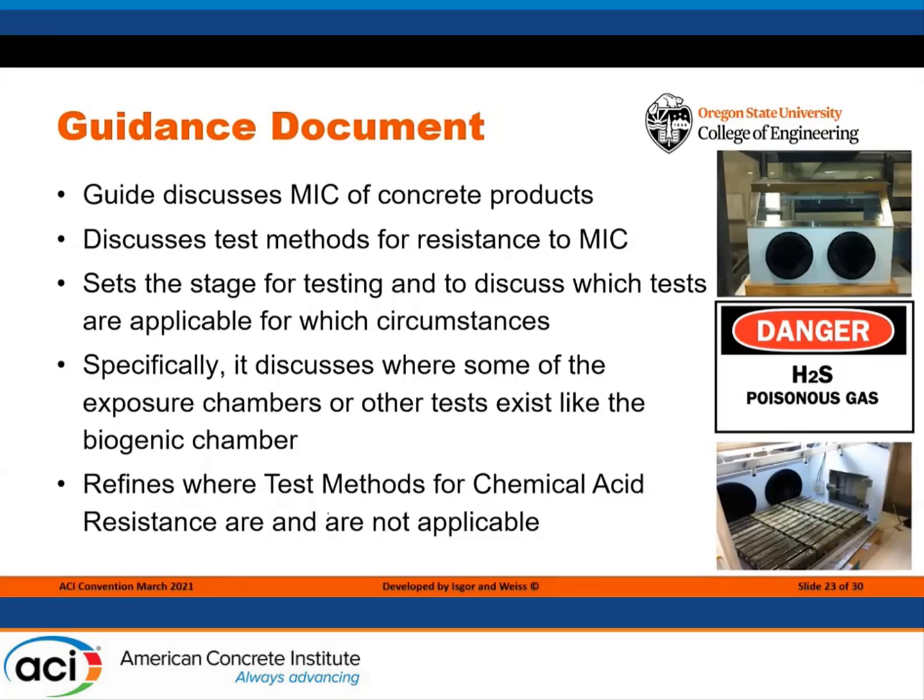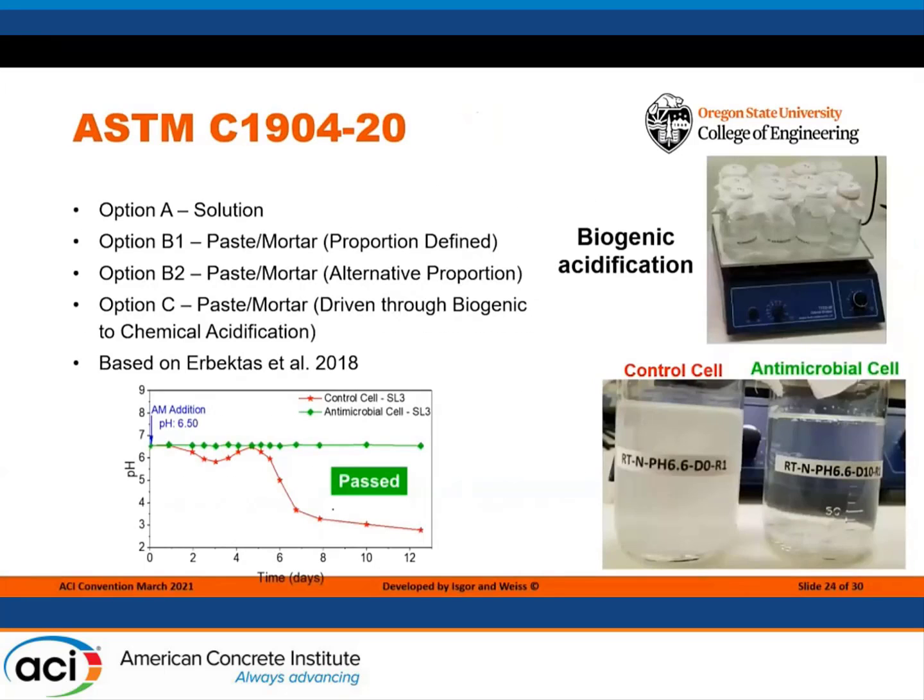This isn't going to be the type of test that can be used to evaluate things like antimicrobial additives because it doesn't evaluate the attachment phase. So if we look at the test method that's out there to really look at the biogenic acidification, this is really ASTM C1904. And I want to just mention that this really is divided into 3 main pieces.